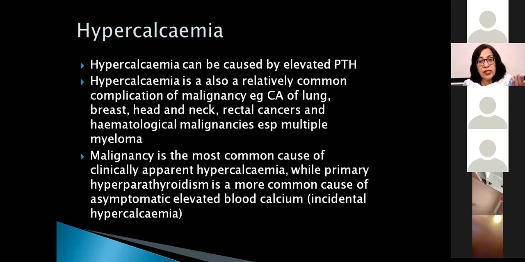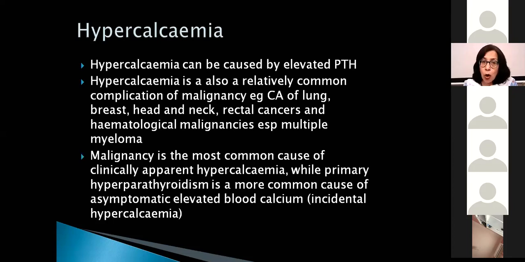While if there is asymptomatic elevated blood calcium, incidental hypercalcemia, you just find it nowadays whenever you go to a doctor for any small disease, as the first thing they will do is blood tests, and many times they do the serum calcium also. So most of the time, primary hyperparathyroidism is found incidentally. There are no symptoms of hyperparathyroidism or hypercalcemia, but the patient just goes for a blood test and finds out the calcium levels are high. That is more commonly due to primary hyperparathyroidism.